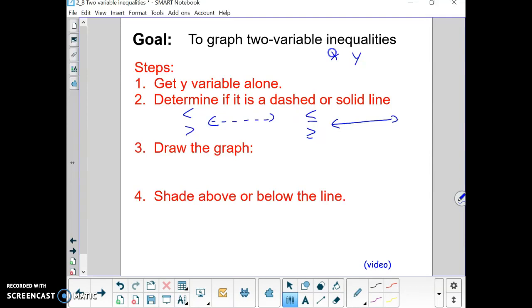Then you're going to draw the graph. There's two types of graphs you're going to be drawing in this section. If it is an mx plus b one, you're going to be drawing just a solid or dashed straight line. And then if it involves absolute value at all, then you'll be drawing a solid or dashed V shape. The final step is you will shade above or below the line.